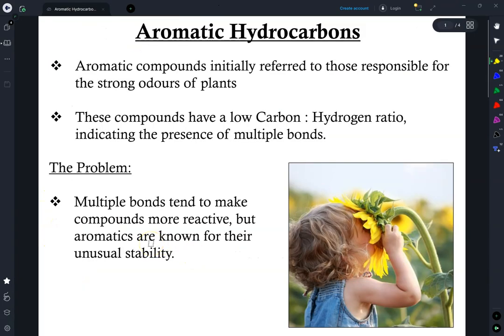Now that we've covered ring structures, we can take it one step further and look at aromatic hydrocarbons. These compounds initially refer to those responsible for the strong odors of plants. So chemists in the perfume industry would focus on these aromatic compounds, as these smells and fragrances could be used in their perfumes. While researching these compounds, they found that they tended to have a low carbon to hydrogen ratio.